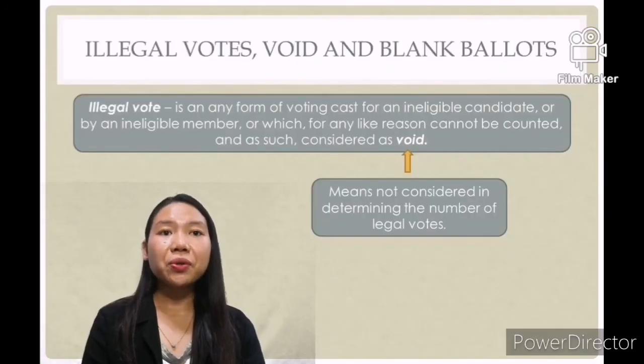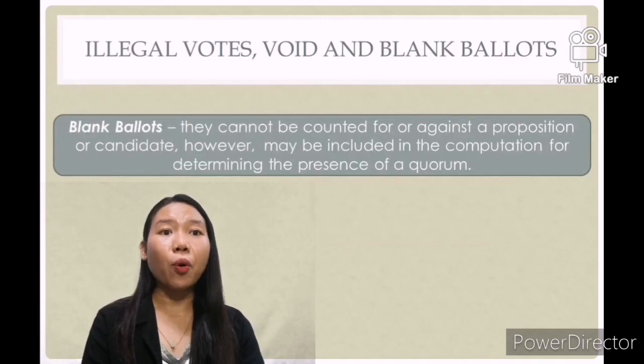Let's proceed to the illegal votes, void, and blank ballots. When do you consider the vote is illegal? Illegal vote is a vote cast for an ineligible candidate or by an ineligible member. Therefore, it cannot be counted and as such is not considered in determining the number of legal votes cast. While blank ballots cannot be counted for or against a proposition or candidate because obviously nothing is in it. However, they may be included in the computation for determining the presence of a quorum. So these two are considered void. Void means not considered in determining the number of legal votes.